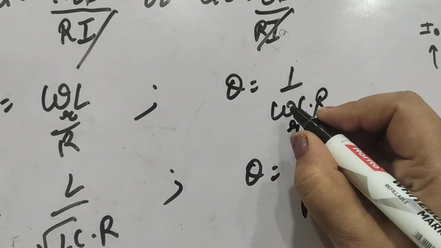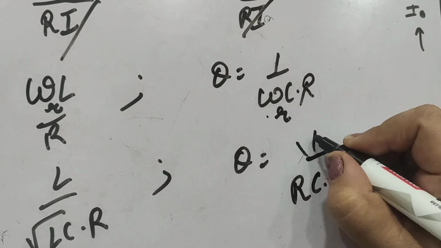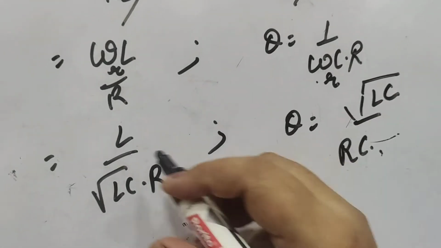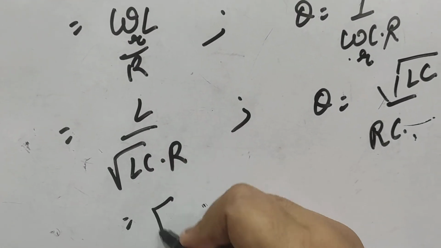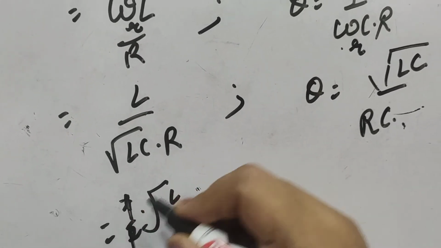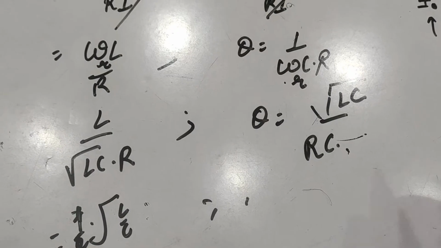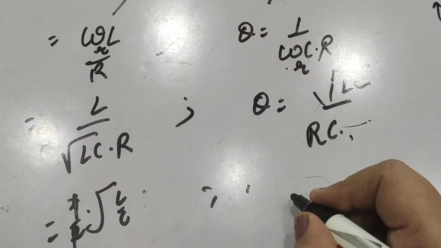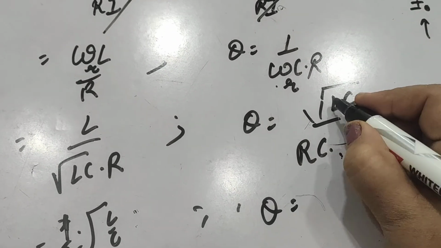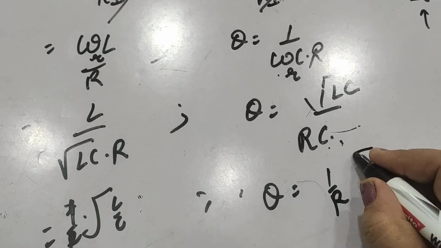and when you put omega R equal to 1 upon root LC, it will be root of LC. Simplifying, this is root of L by C into 1 by R. Similarly, the other value of Q can be written as Q equals 1 by R root of L by C, since root L is upward and C is downward.